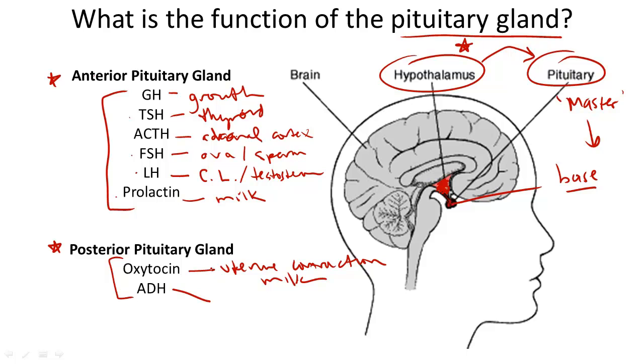Antidiuretic hormone, or ADH, targets the kidneys and is also known as vasopressin. Its function is to cause the kidneys to prevent water loss. So just remember that the pituitary gland has multiple functions despite its tiny size.